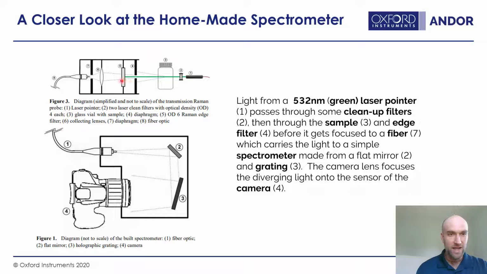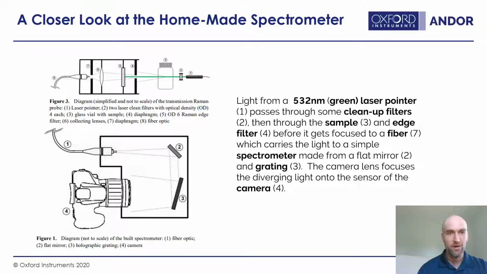The light that makes it through that filter is then focused by a lens onto a fiber. The fiber goes to this other box here where the camera is. The light comes out of the fiber, goes back to free space, bounces off a flat mirror, gets diffracted by a grating, and then gets imaged by the camera lens onto the camera's sensor. So there's no separate optics other than the camera lens for focusing, for collection after the fiber.